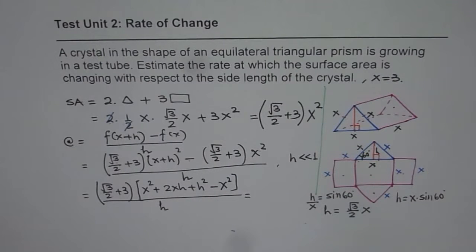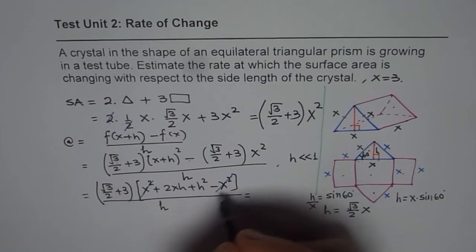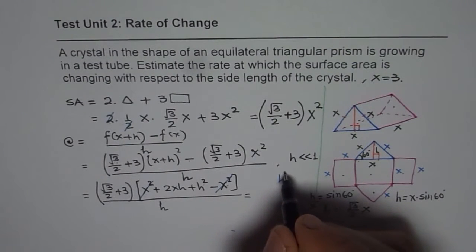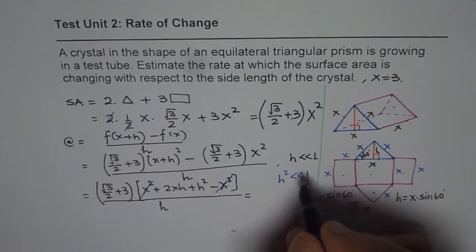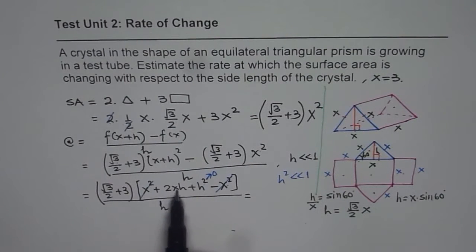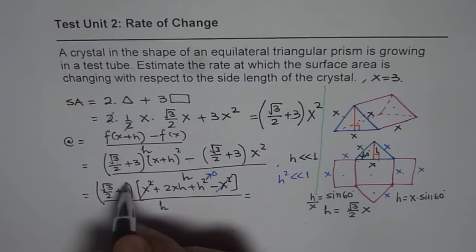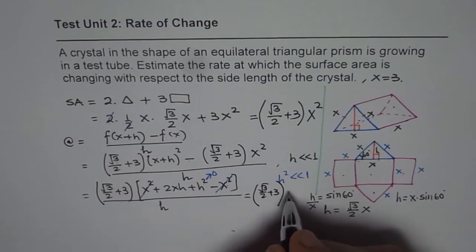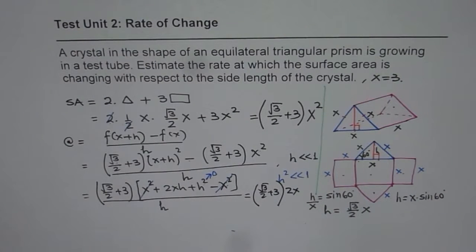Now in this expression, as you know, always in rate of change, that x squared gets cancelled. And we also know that h squared will be almost negligible, right? Since h is very, very small, this approaches 0. Is that okay? We are left with 2xh, and so we can cancel h and h. So what do we get here? We get 2x. So let me write down the whole number here, which is (square root 3 over 2 plus 3) times 2x. That is the rate of change, okay?